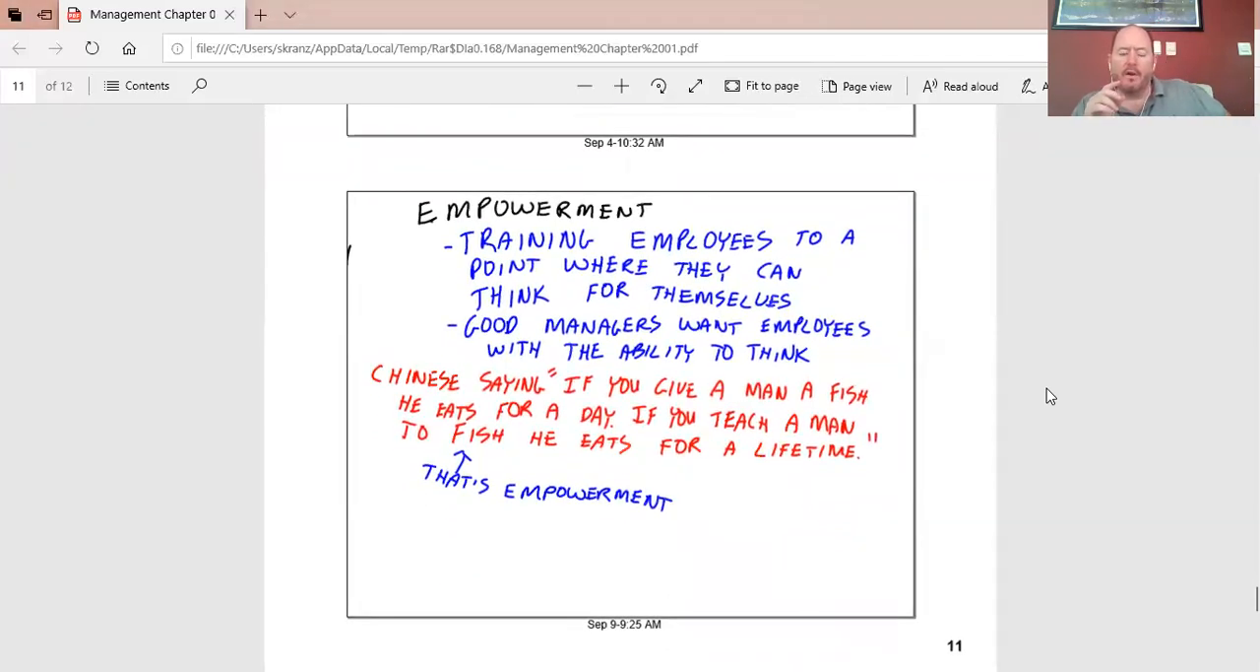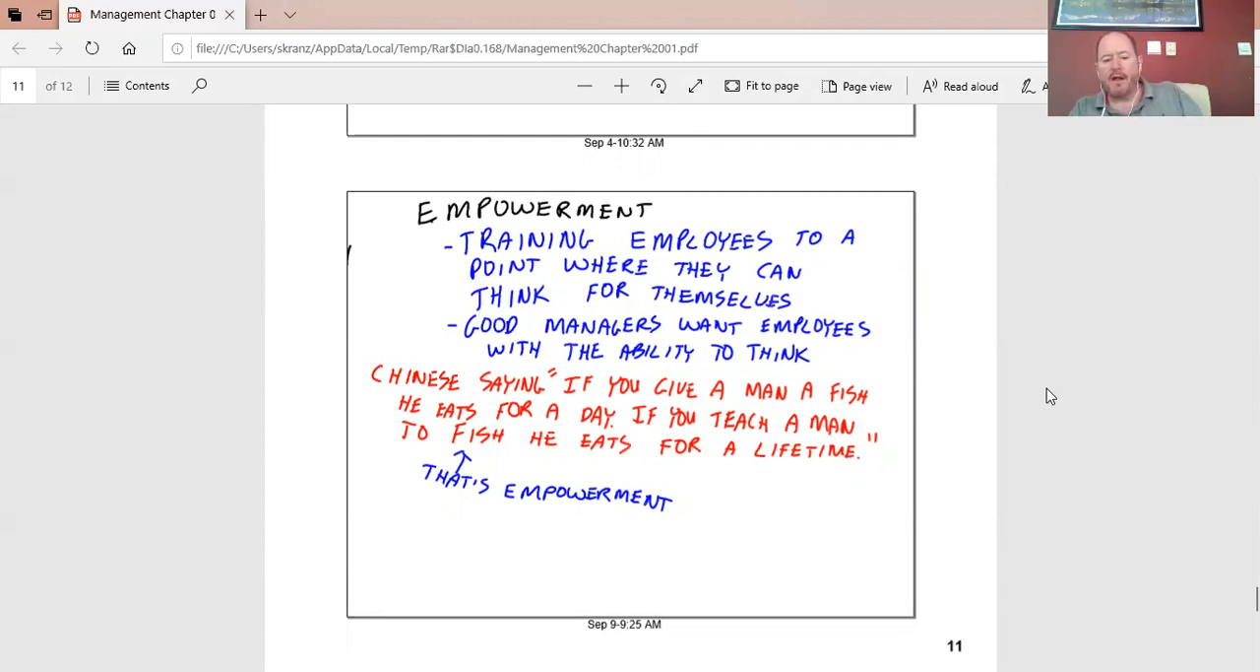Empowerment. Empowerment, the goal of every good manager, is to train your employees to the point that they don't have to ask every day, what do I do, boss? What do I do? The goal for all good managers is to have employees that you can trust, that you know will do a good job, and that you don't have to watch closely.